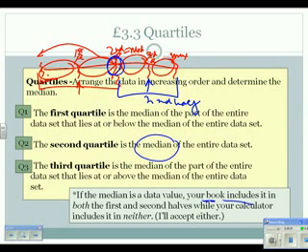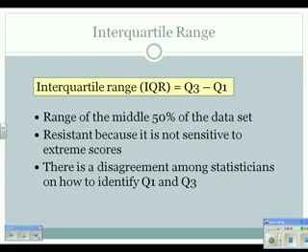Right. We would have to have quantitative data to do mean, median, mode, quartiles, standard deviation, range. We would need quantitative data. The interquartile range is going to be, remember, the range is the range of the whole data set. And so it's the maximum minus the minimum.